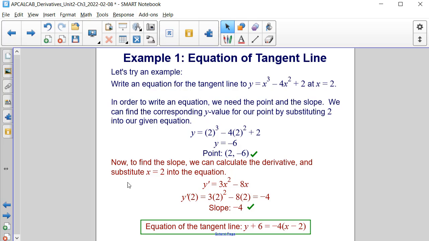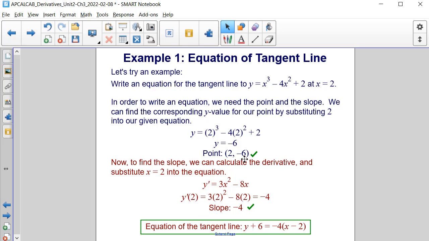Now to find the slope, we can calculate the derivative and substitute x equals 2 into the derivative equation in order to find that slope. So we have to calculate the derivative of y equals x cubed minus 4x squared plus 2. Its derivative is going to be 3x squared minus 8x. And then if we substitute 2 in, we will get 3 times 2 squared, or 3 times 4, which is 12, minus 8 times 2. So that'll be minus 16. So 12 minus 16 is negative 4.